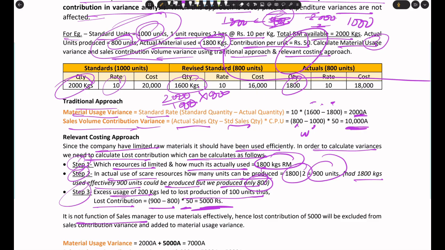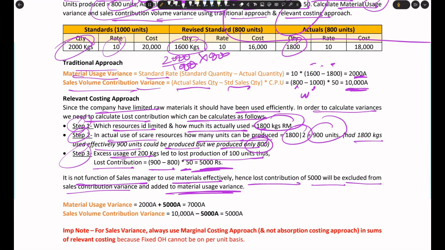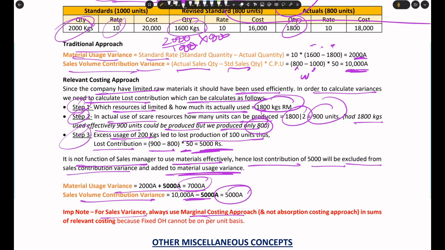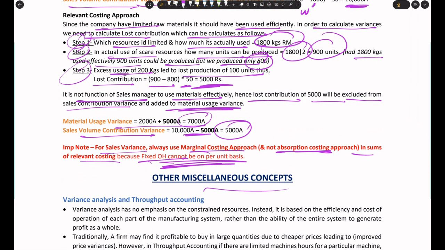It is not the function of the sales manager to use material effectively, hence the loss contribution of 5000 will be excluded from the sales contribution variance and added to material usage variance. So the material usage variance will be 7000 adverse and the sales volume contribution variance will be 5000 adverse, that is, 10,000 subtracted by 5000. An important note: for sales volume variance, always use the marginal costing approach, and not the absorption costing approach, in sums of relevant costing, because fixed overhead cannot be taken on a per unit basis. This is a logical thing. If you can remember, then please remember it.